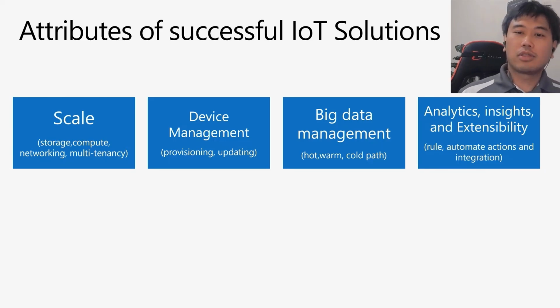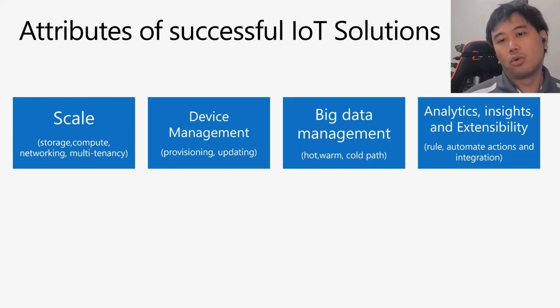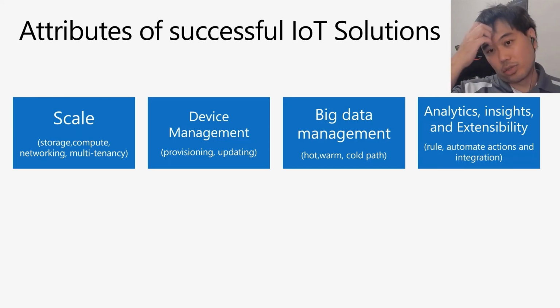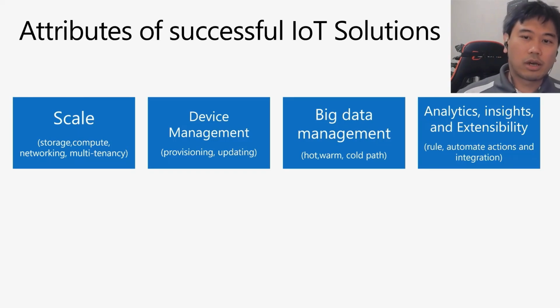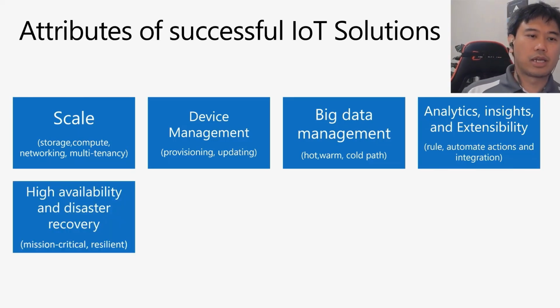So you also have to think about analytics, insights, or extensibility. This is when we talk about business rules. How do you automate some of the actions and integrate with other dashboards and create all these different dashboards? High availability and disaster recovery.